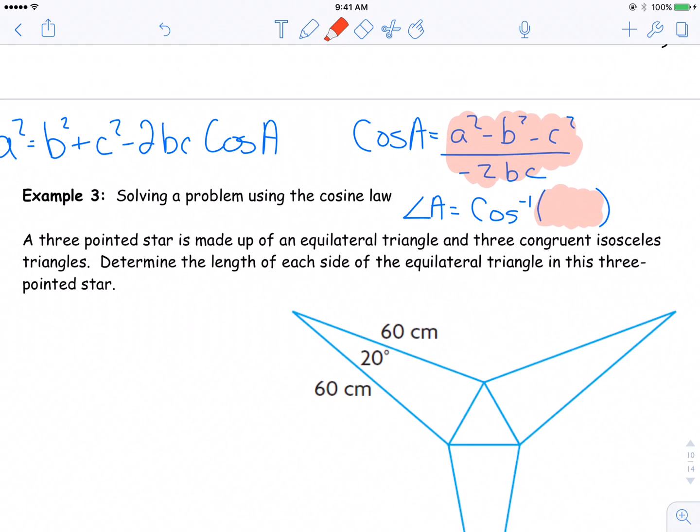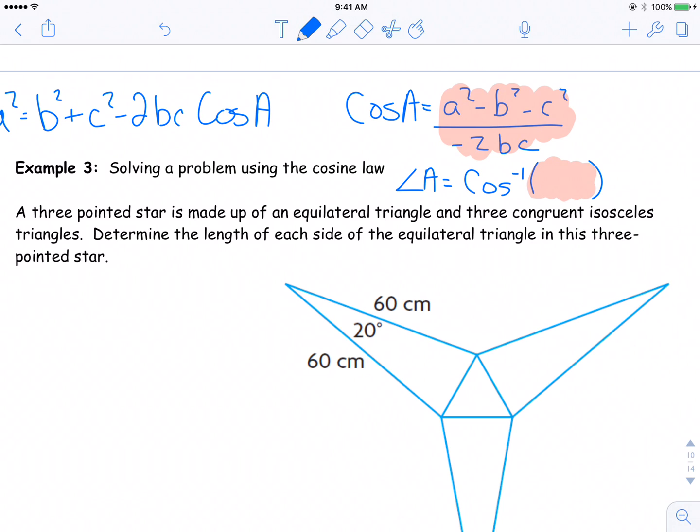A three-pointed star is made up of an equilateral triangle. An equilateral triangle is a triangle that's got three equal sides, and three congruent isosceles triangles. Congruent means the same. Isosceles means two sides are equal, which means that two angles inside are also equal. Determine the length of each side of the equilateral triangle in this three-pointed star.